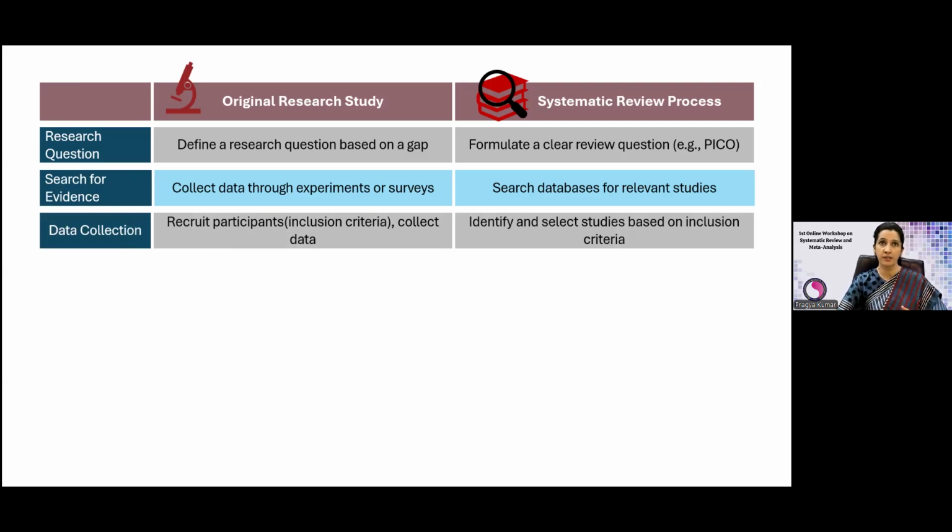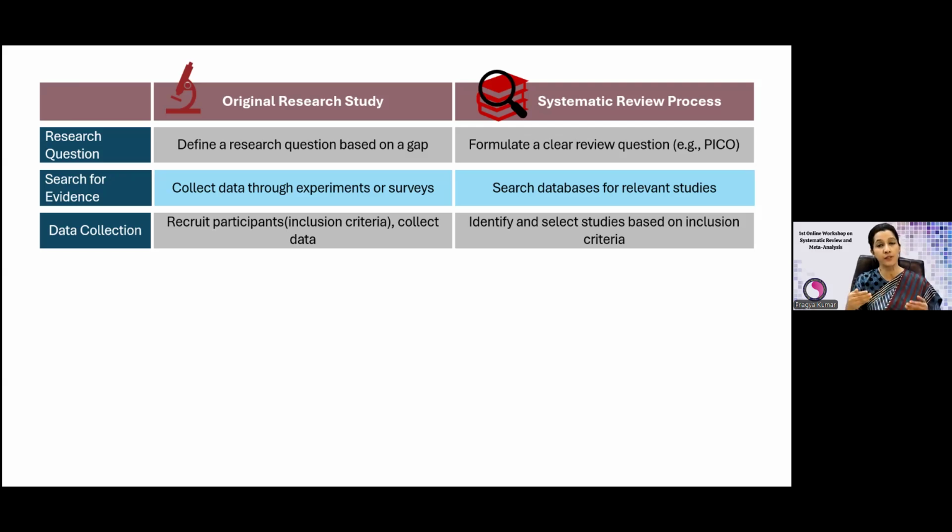Data collection process, we have talked about that. Here you decide about the inclusion and exclusion criteria for selecting an individual, whether you are doing a cohort study or doing a case control study, or whether you are doing a randomized control trial. You identify an individual and you lay out inclusion and exclusion criteria.